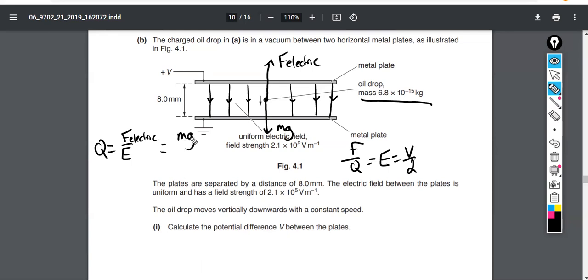But you have to connect the ideas here that this is calculable, and we know that it's equal to the electric force. The force in this equation is the electric force. It happens to be equal to weight, so we can calculate it with mg. So it's going to be mg over E to give you Q. Mg over E.